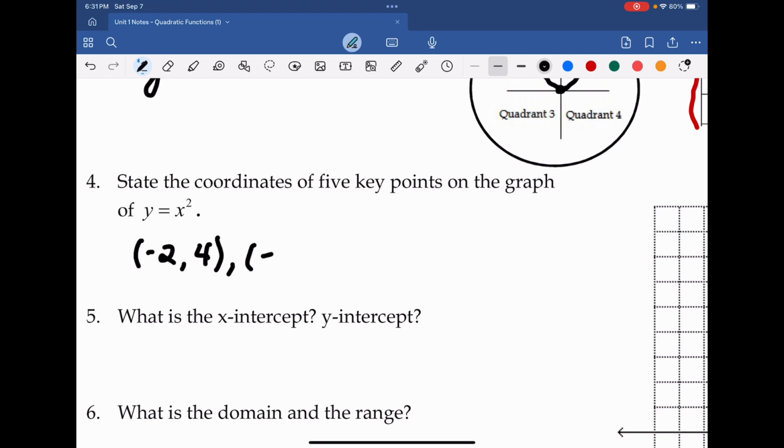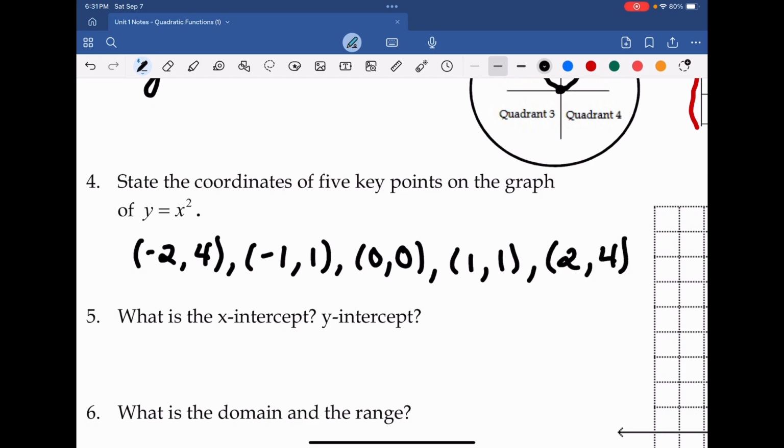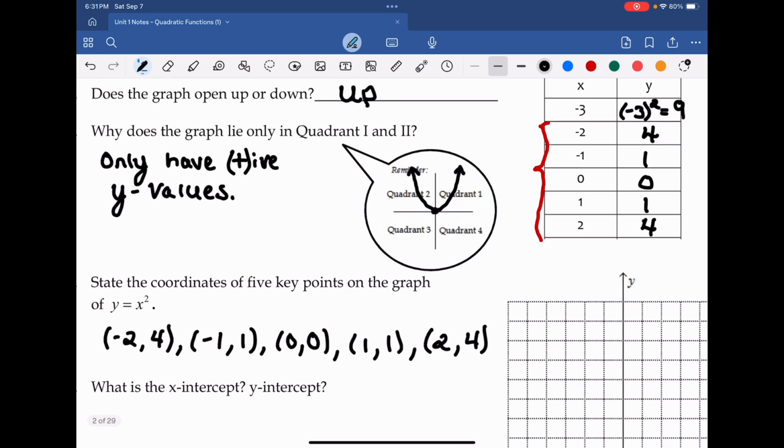The next point is -1 and +1. Then we have 0 and 0, which is the origin point. We then have +1 for x and +1 for y. And our last point would be 2 for x, 4 for y. And these are coming directly off of the table that we had just constructed, the table of values.